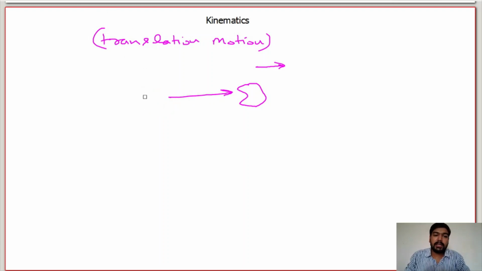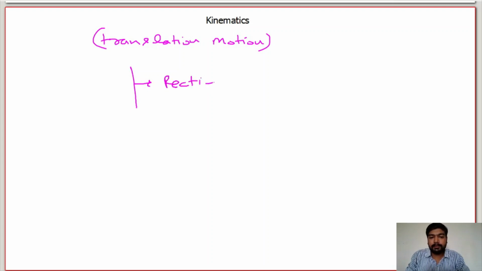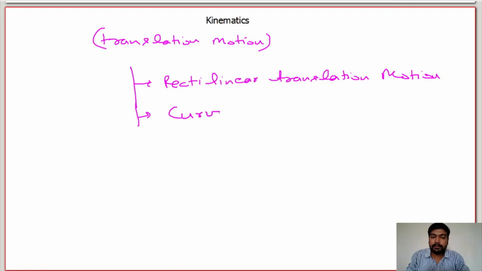This is further divided into one, rectilinear translation motion, and another, curvilinear translation. What is rectilinear translation motion? Rectilinear translation motion is the motion of a body in a single line. So that's the rectilinear translation motion.